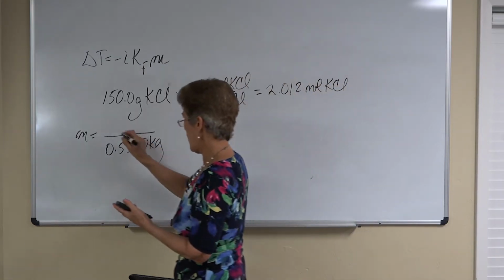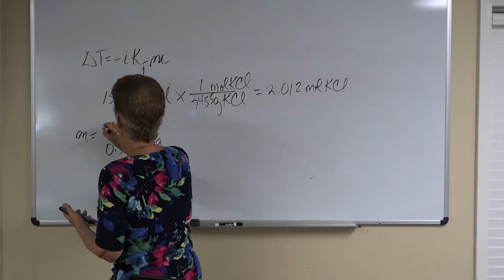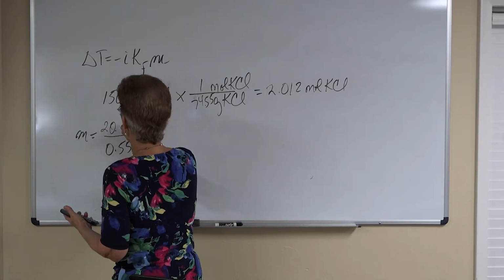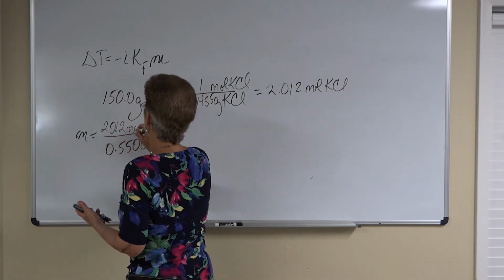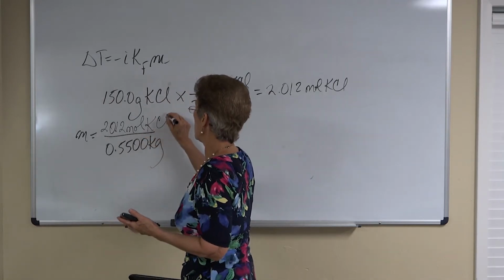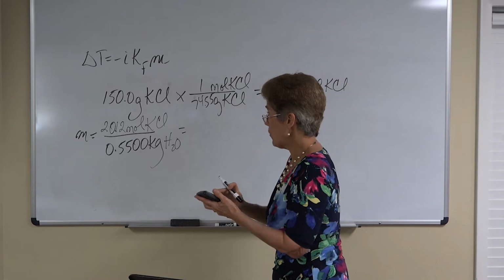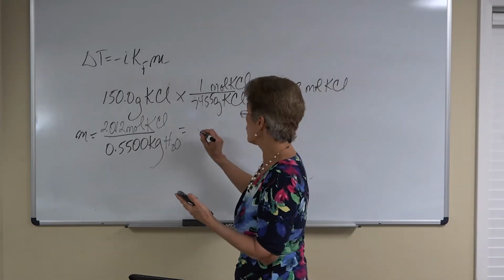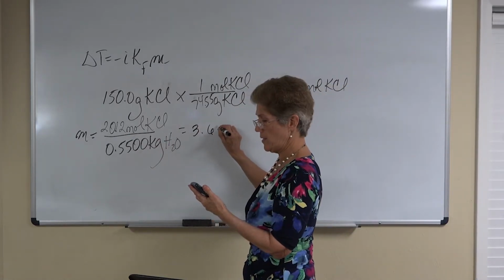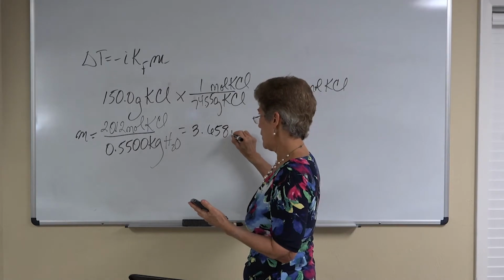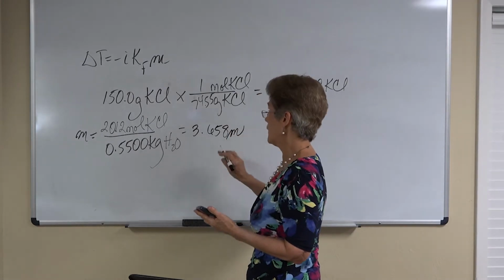So now that I have that, I can go 2.012 moles of potassium chloride, and this is kilograms of water. And so that's going to give us our molality. I have 4 significant figures, so I've got 3.658, and that is the molality.